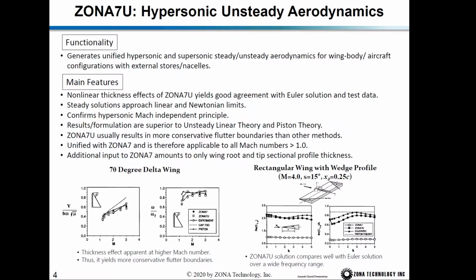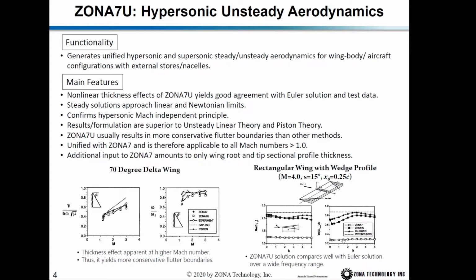So the CP at the center of the wing becomes a purely two-dimensional flow. In this case, we have a 2D Euler unsteady solution for this configuration. If we compare the real part of CL alpha and the imaginary part of CL alpha at reduced frequency from 0 to 5, the Zonal 7U is shown by the black box, and the exact Euler solution is shown by the triangles. You can see they have very good agreement.